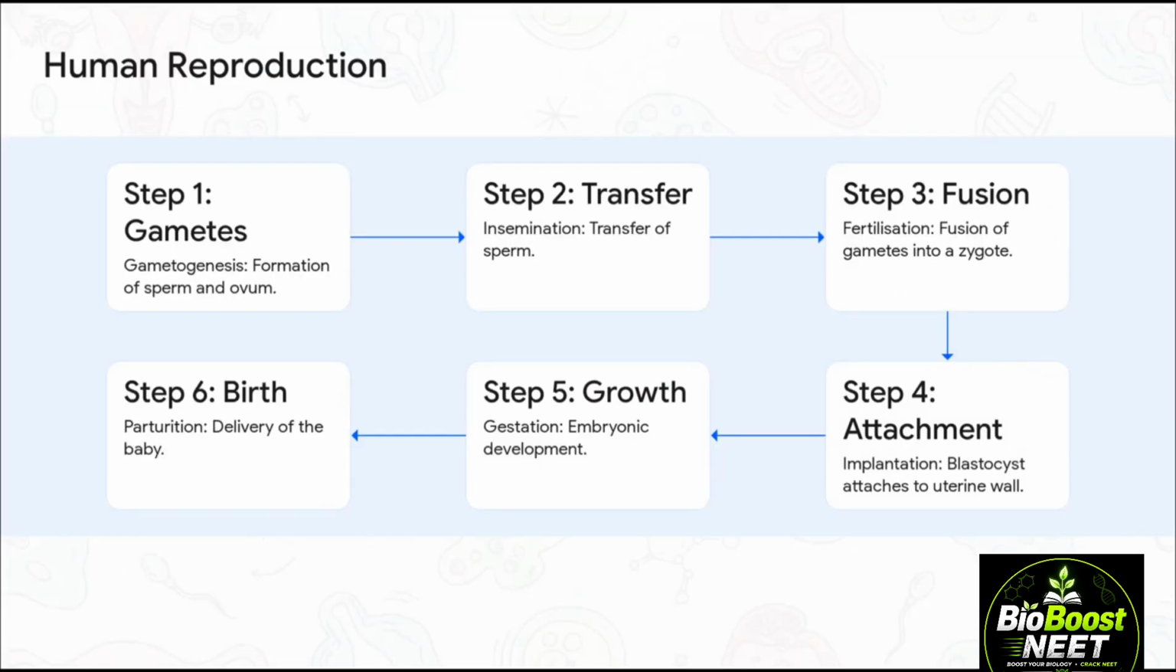So, human reproduction is like a beautifully ordered sequence of events, a chain where every link is crucial. It all kicks off with gametogenesis. That's just a fancy word for making the gametes, the sperm and the ovum. Next up, insemination, transferring the sperm. Then comes the main event, fertilization, the fusion. After that, the newly formed zygote has to attach to the uterine wall, which we call implantation. This leads to gestation, the 9-month development period. And the grand finale, parturition, or childbirth. You absolutely have to know this sequence by heart. It forms the backbone of the entire chapter.